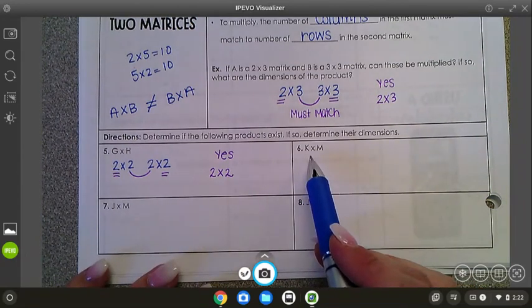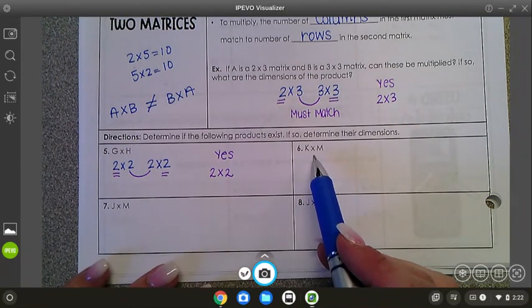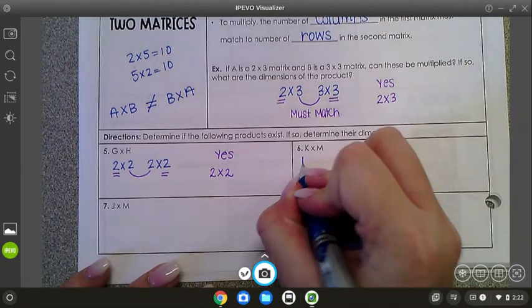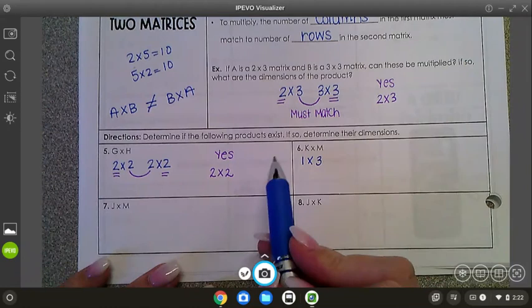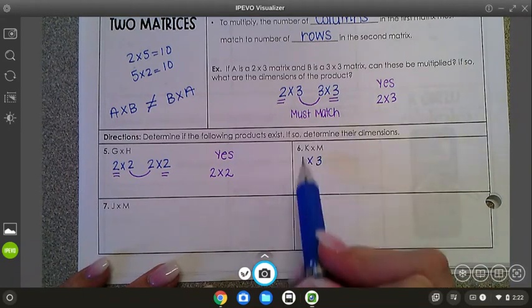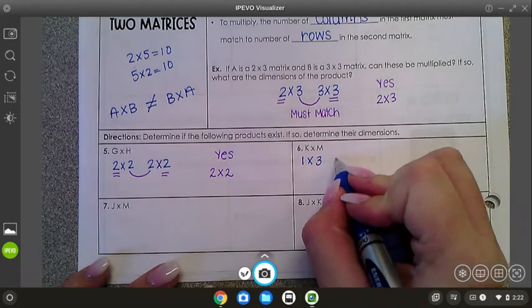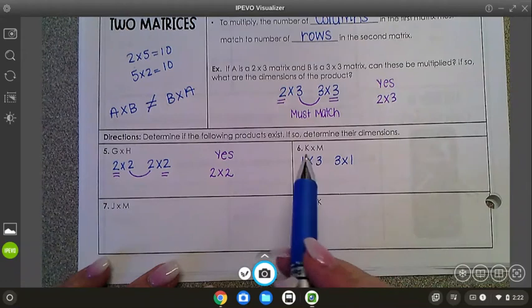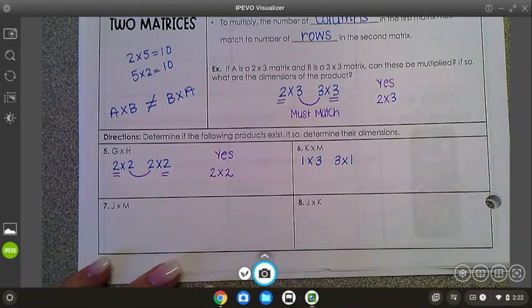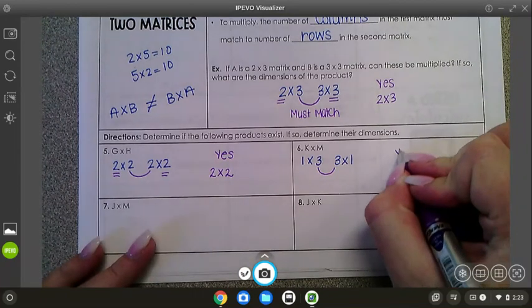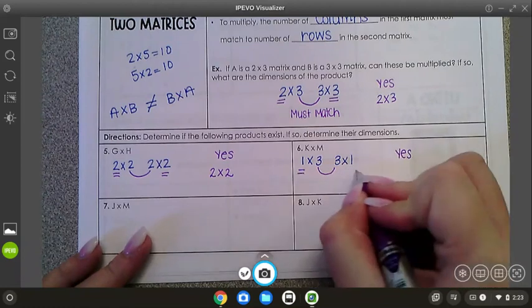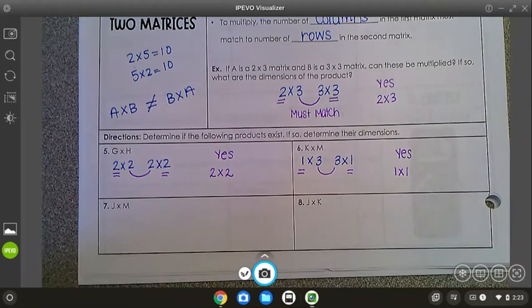Number 6, K. Look at K. It is a 1 by 3 matrix. It has 1 row and 3 columns. M is a 3 by 1. It has 3 rows and 1 column. So could we multiply K times M? Yes, we can. We will get an answer, and that answer is going to be a 1 by 1 matrix.